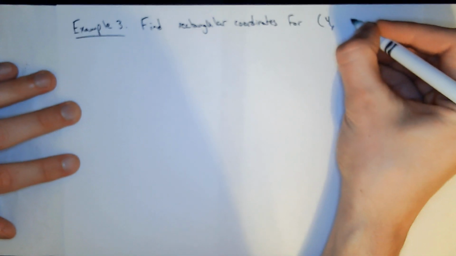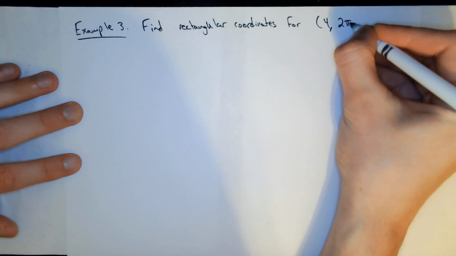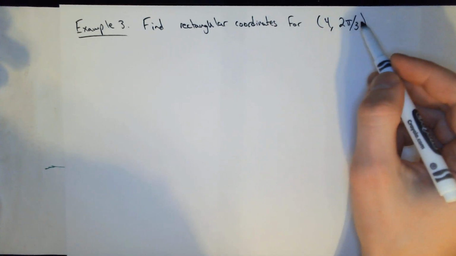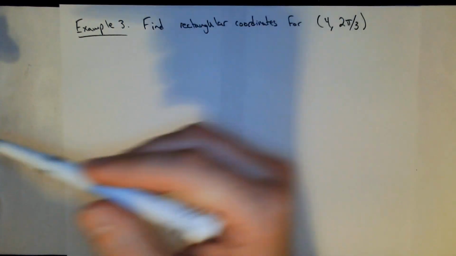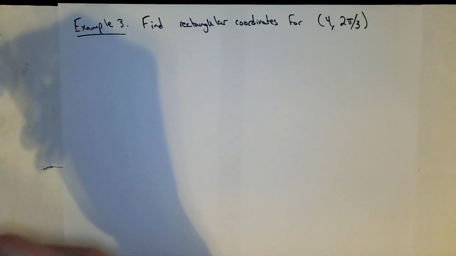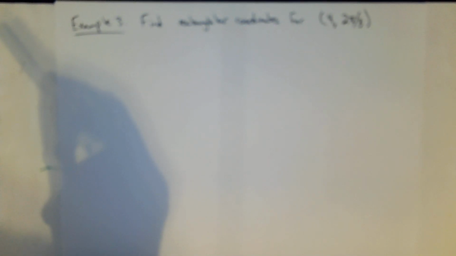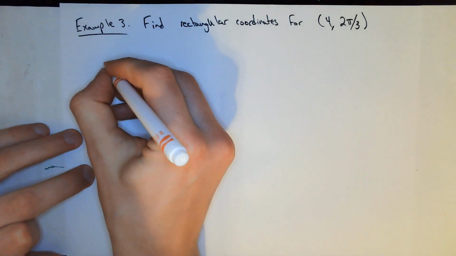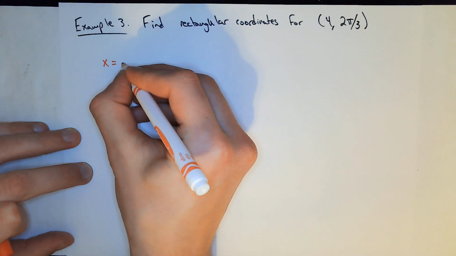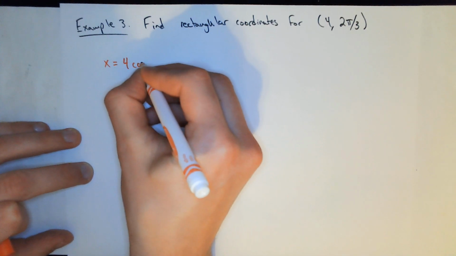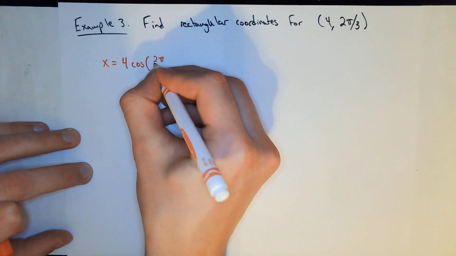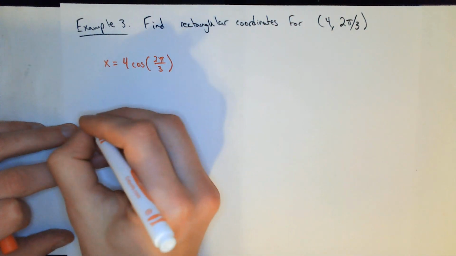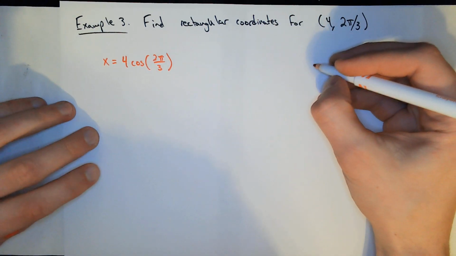I'm just going to say it's pretty obvious that the point is in polar coordinates if it's got a 2 pi on 3 in the second position. Pretty obvious that it's in r theta form. Okay, so we've got r and theta. Let's find x and y. X is going to be equal to 4 times cosine of 2 pi on 3, so we're going to have to recall what 2 pi on 3 inputted into a cosine function is. In fact, just for fun, I'll do that from scratch.